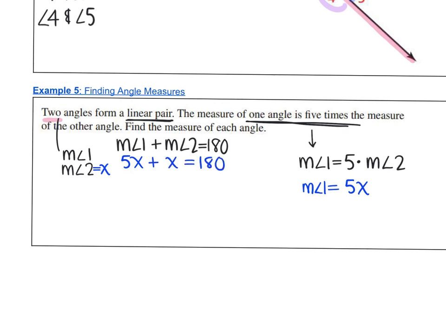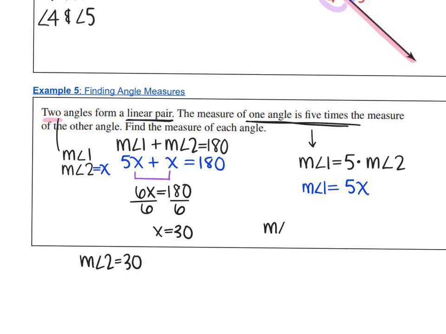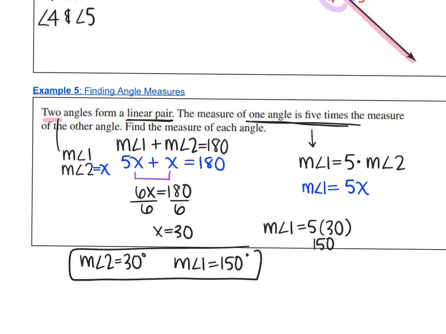So now that I have my variables in there, I can actually solve this. 5x plus x is 6x equals 180, and I can solve that, which means x is 30. So the measure of the second angle is 30. We need to figure out what is the first angle. Well, the first angle is 5 times x. So the measure of angle 1 should be 5 times 30, which means the measure of angle 1 is 150. So my two angles are 150 and 30. Let's really quick make sure that those are a linear pair. 150 plus 30 is 180. They form a linear pair. One of them is 5 times the other one, so those are my two angle measures.